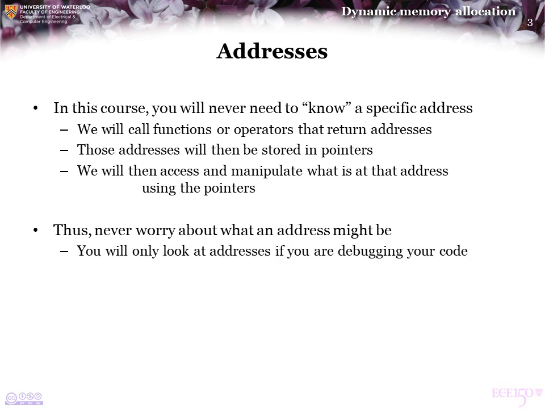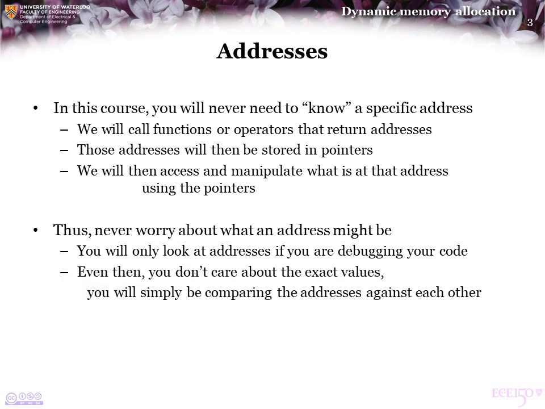In fact, the only time you will ever be looking at addresses is if you are debugging your code. Even then, you don't actually care about the exact values. Instead, you will simply be comparing addresses against each other. Are these two addresses the same or not? That's the same as asking, are 57 and 582 the same number or not?